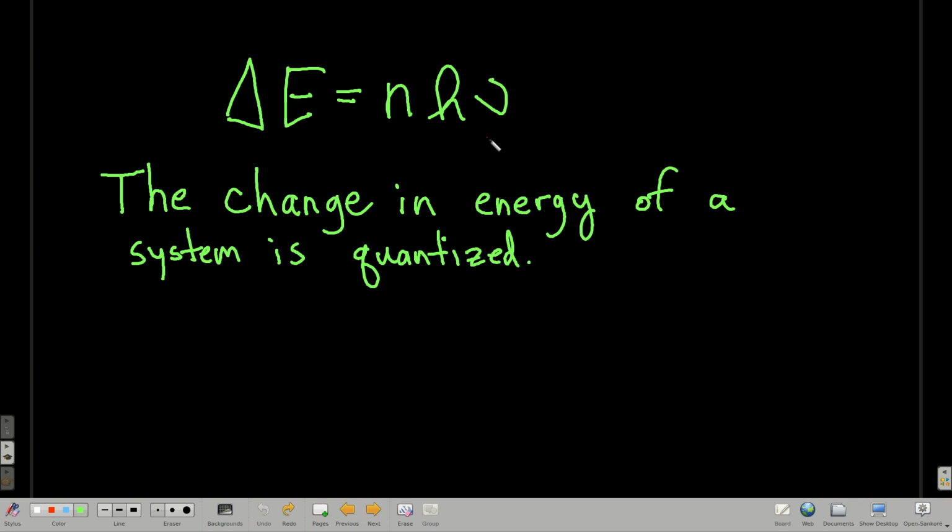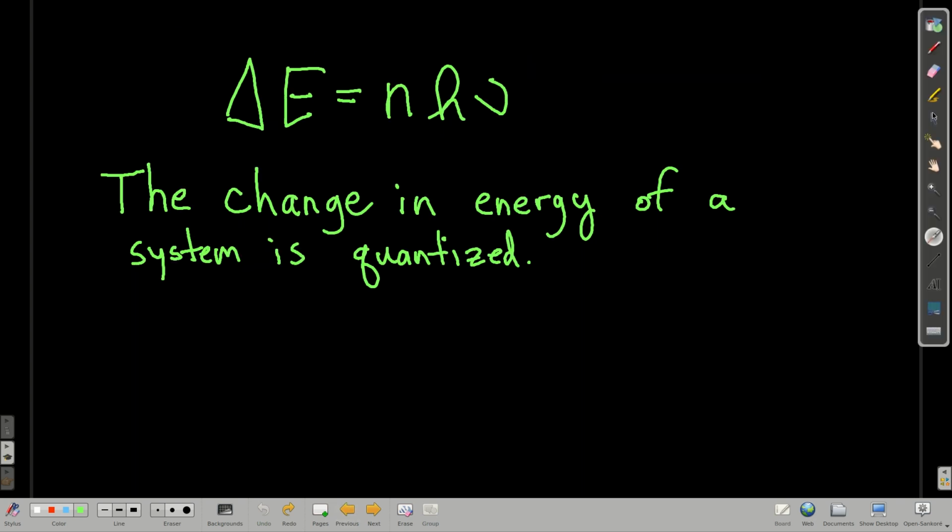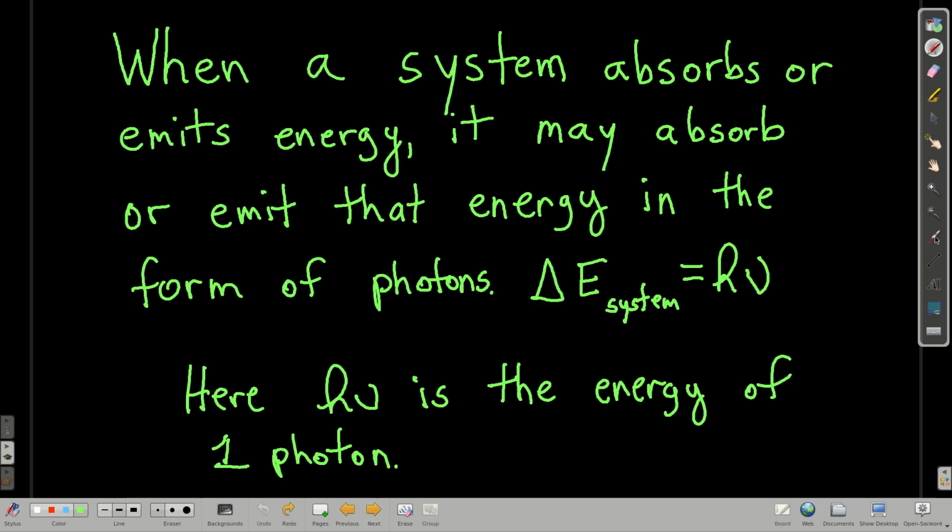So the smallest unit being h nu, when a system gains or loses energy, the change in energy of that system is going to be some integral multiple of h nu. N stands for an integer. Actually, let's do it this way. N can be 1, 2, 3, or any integer up to infinity. So, the system gains or loses energy.